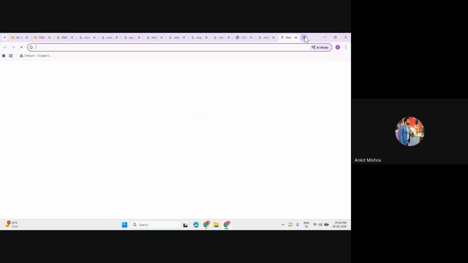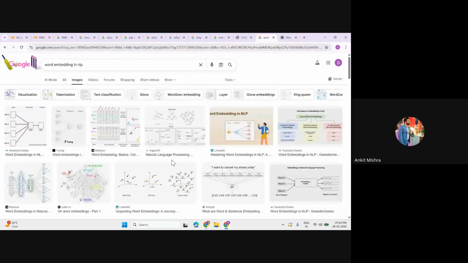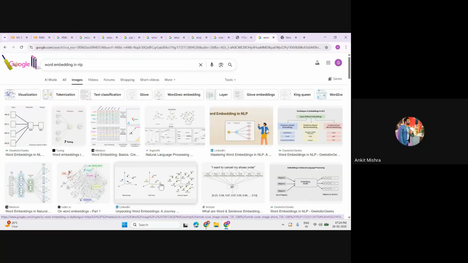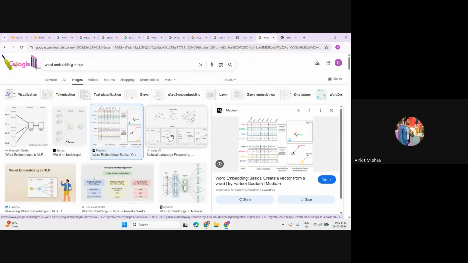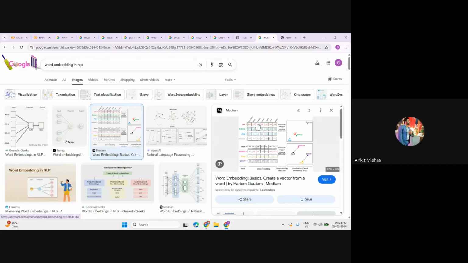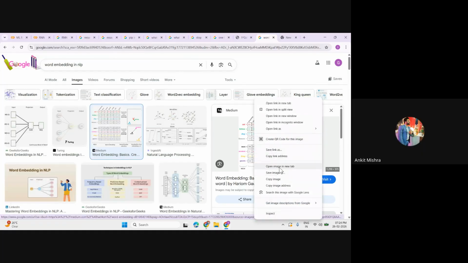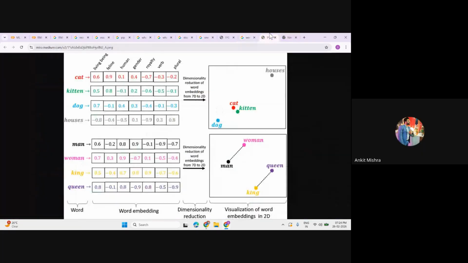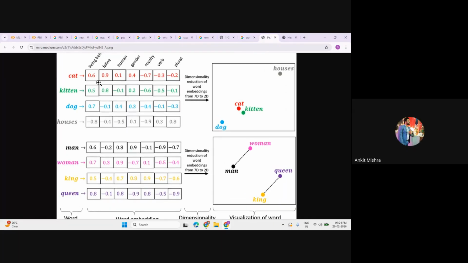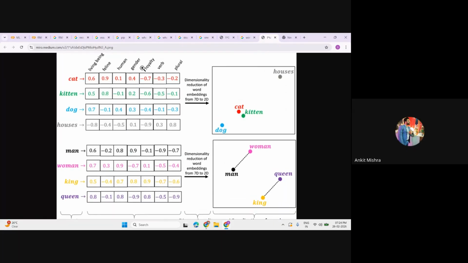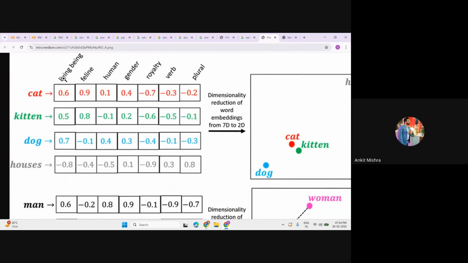And what is cosine similarity? You are checking the cosine, the angle, between the king and the queen. So these are called vector embeddings, and the embedding values or features are decided by the model itself. Now take a cat. These are the features generally picked by the model, like living being, human, gender, royalty, verb, and plural. You are rating your cat based on those features.